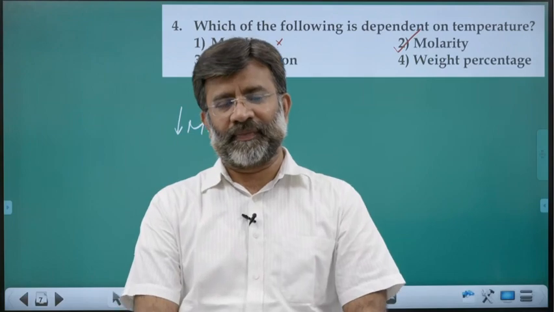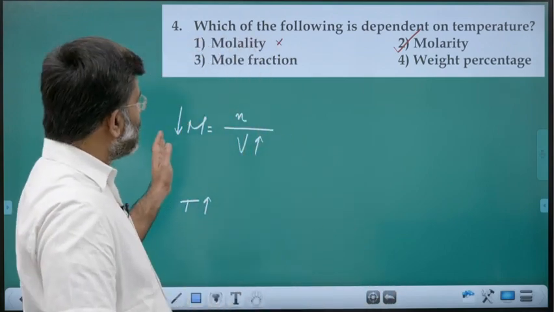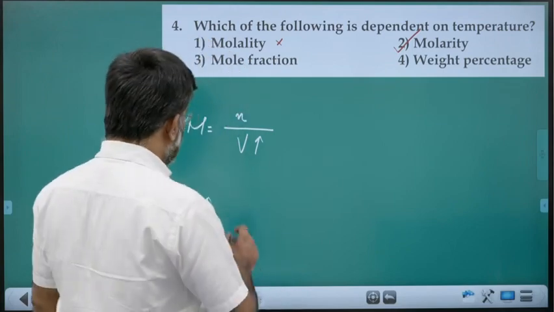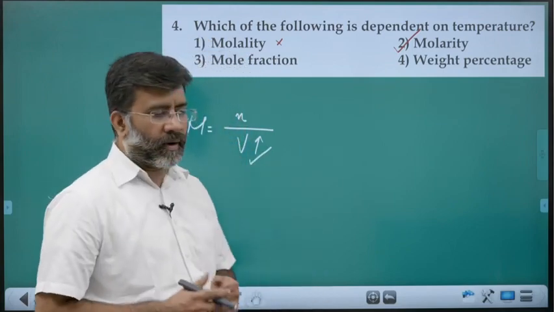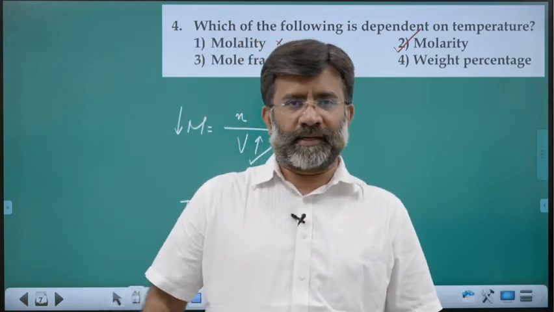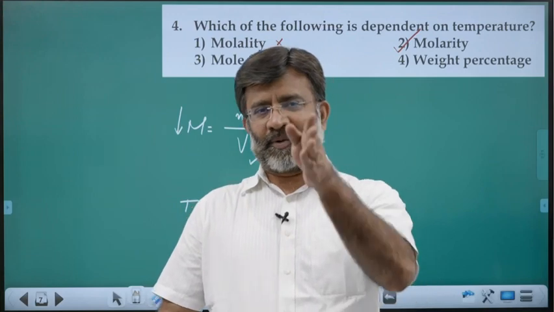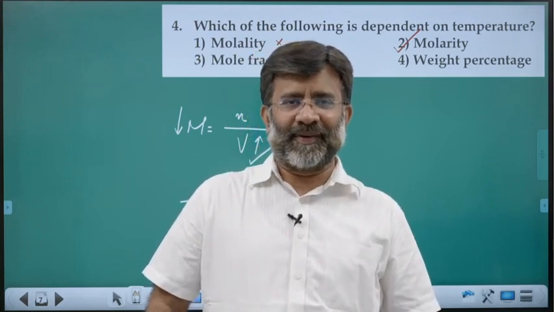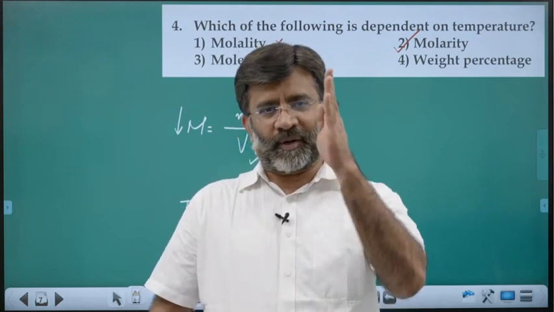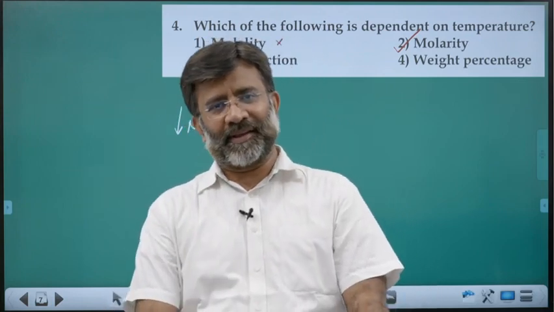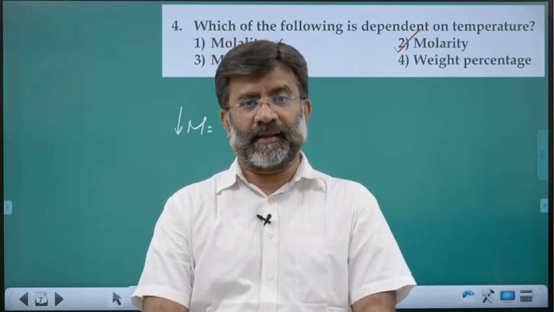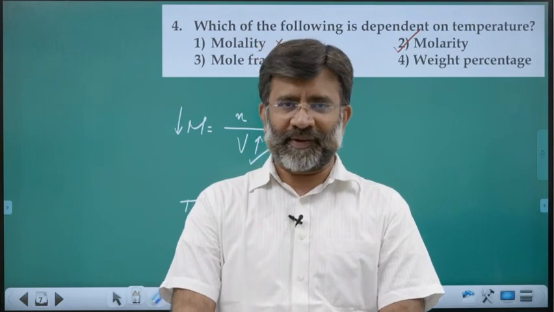Anyway, as far as our question is concerned, the answer is molarity. Molarity is temperature dependent as it carries a volume term. Any concentration term with a volume term will be temperature dependent. Think about the question I have put forward: what happens to the molarity of an aqueous solution with the rise in temperature? The correct answer is, it may increase or decrease. Think why and how. Okay, next question.